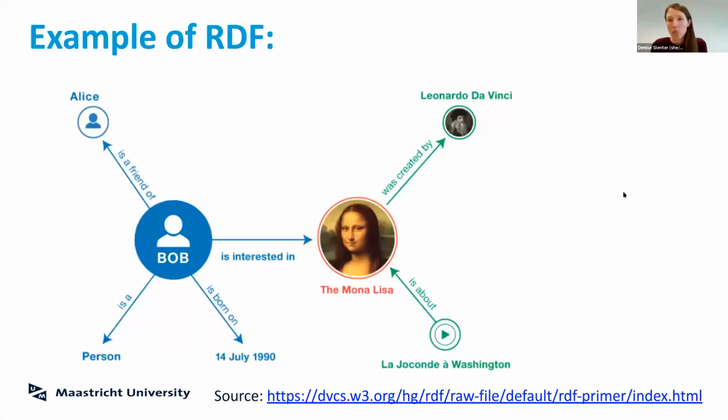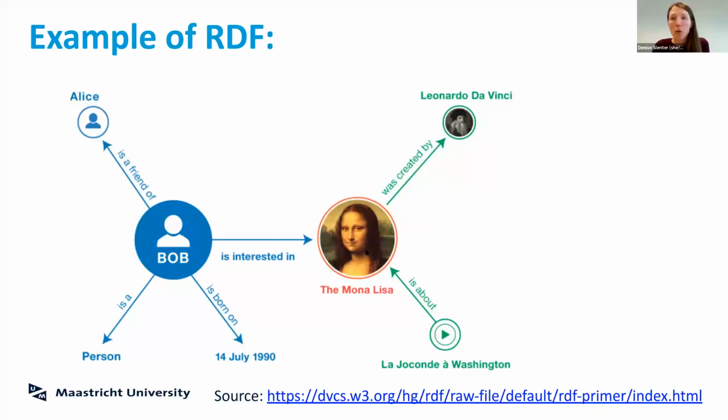So this is an example with some images where we can see how data is linked into this RDF structure. So we have Bob here on the left, which is a person. And Bob also has a birthday, so he's born in 1990. And Bob also has a friend called Alice. And Bob is also interested in a painting, the Mona Lisa.